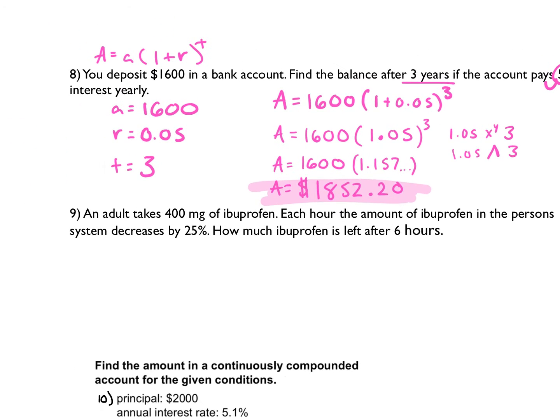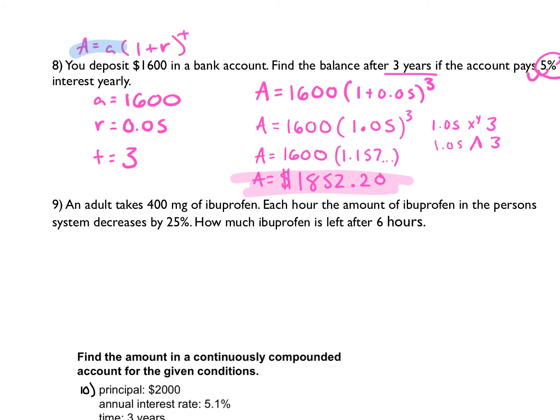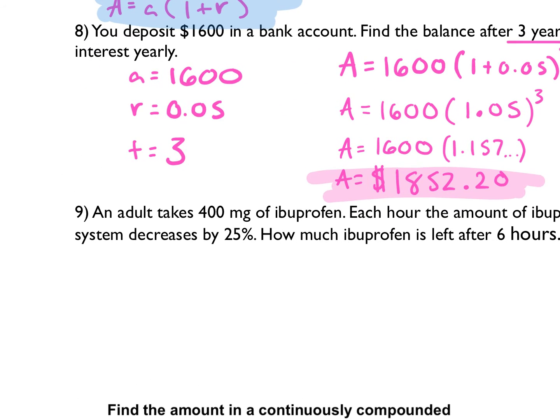All right, let's look at number 9. We're using that same formula that we used up here. An adult takes 400 milligrams of ibuprofen. Each hour, the amount of ibuprofen in the person's system decreases by 25%. How much ibuprofen is left after 6 hours? This one's a little bit different, which we didn't talk about yesterday, but we'll go over it today. We need to figure out what our starting amount is, what our rate is, and the time.